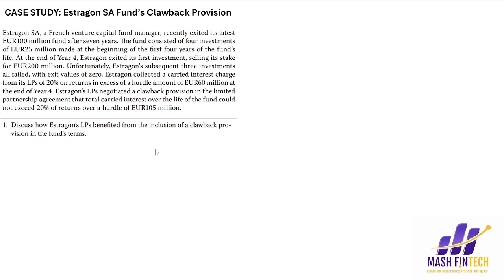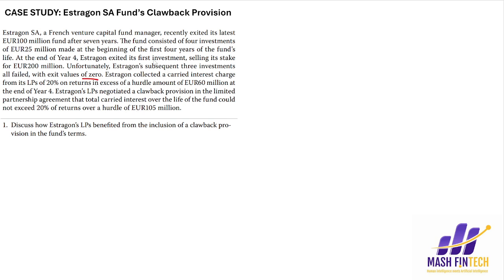Estragon SA, a French venture capital fund manager, recently exited its latest 100 million fund after 7 years. The fund consisted of 4 investments, 25 million made at the beginning of the first 4 years of the fund's life. At the beginning of year 4, Estragon exited its first investment, selling its stake for 200 million. Unfortunately, Estragon's subsequent 3 investments all failed, so 0.